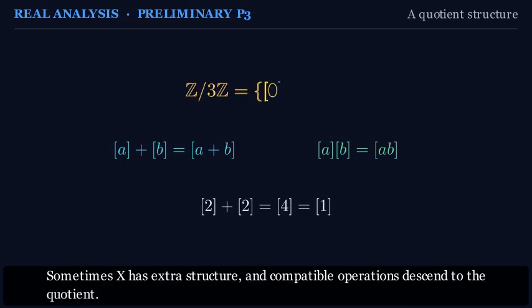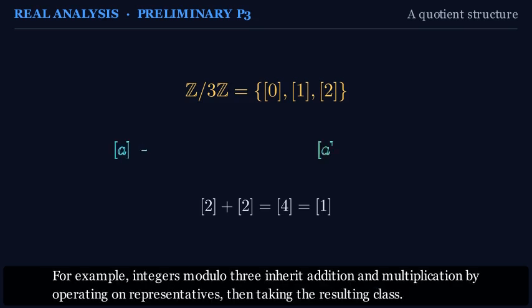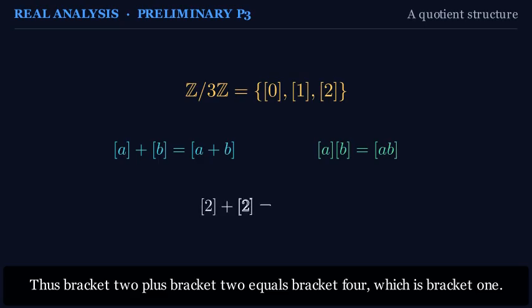Sometimes X has extra structure, and compatible operations descend to the quotient. For example, integers modulo 3 inherit addition and multiplication by operating on representatives, then taking the resulting class. Thus bracket 2 plus bracket 2 equals bracket 4, which is bracket 1.